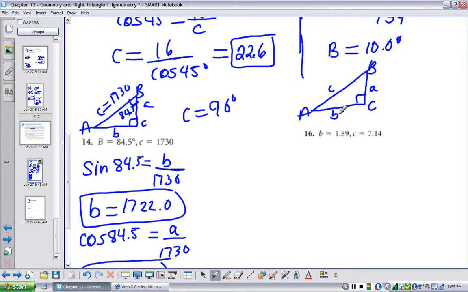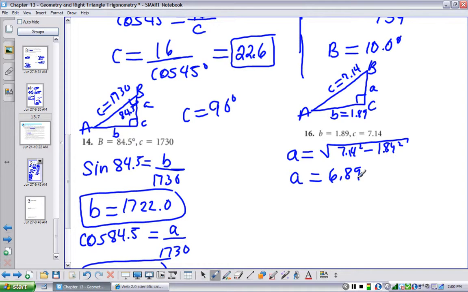So in this next problem, they're giving us the hypotenuse, 7.14, and they're giving us B, 1.89. We can definitely find A. A is the square root of the hypotenuse squared minus the other leg squared. So A is 6.89.